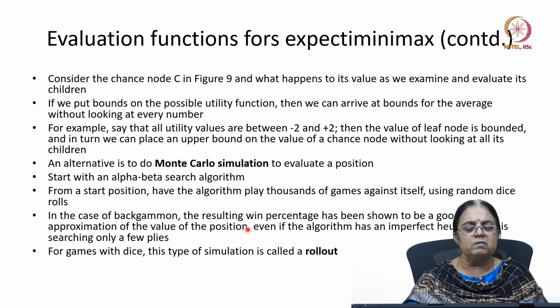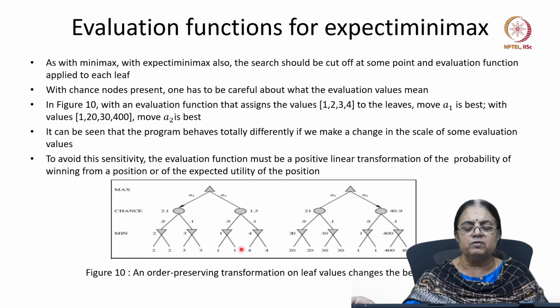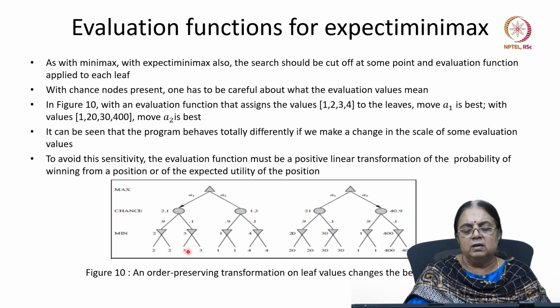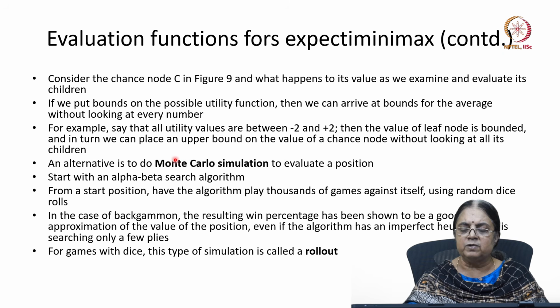Another way is what is called Monte Carlo simulation, where you take a number of thousands of games and make the program play against itself using random dice rolls. Looking at the win percentage, you use that as an approximation of the value of that position, even if the algorithm has an imperfect heuristic and is searching only a few ply. This is what is known as a rollout, a simulation of this type, which helps you get a better evaluation.